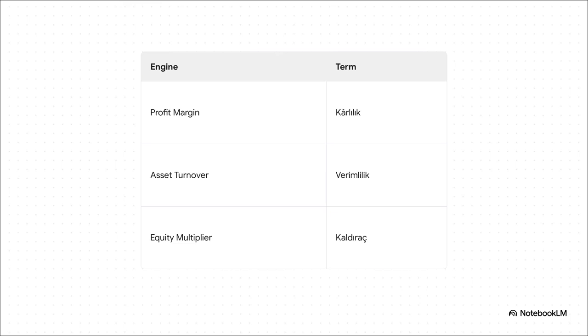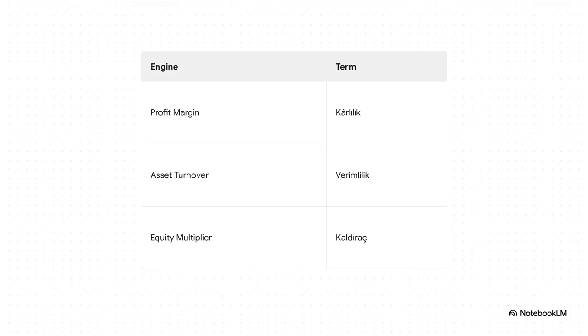Enter the DuPont Analysis. Created by the DuPont Corporation way back in the 1920s, this incredibly elegant formula acts as our financial X-ray. It takes that standard, easily manipulated ROE metric and just rips it apart to show you exactly what is going on under the hood of the corporate machine. It's so brilliant. It breaks ROE down into 3 distinct, measurable corporate engines. First up, we have the net profit margin, or in Turkish, karlılık. Second, we have asset turnover, or vermendilik. And third, the equity multiplier, known as kaldıraç.